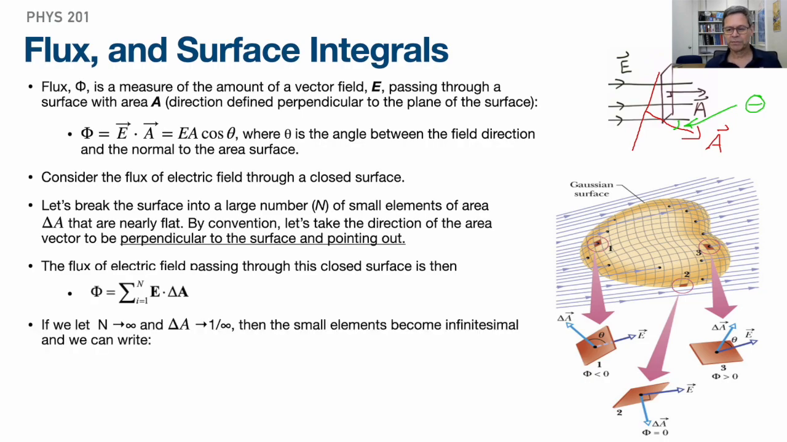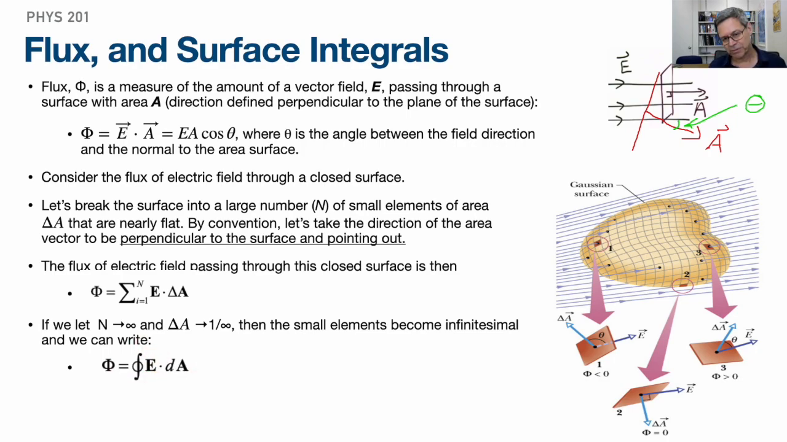But let's go ahead and let n become very large. Let's let it go to infinity. In doing so, that means we're shrinking the area of each small square or rectangle on that surface to become infinitesimally small, so it's going like 1 over infinity as n goes to infinity. In that case, instead of writing a sum, as you may not be surprised in calculus, we're going to replace that with an integral. So here I've written the flux phi in terms of this integral of E dot dA.